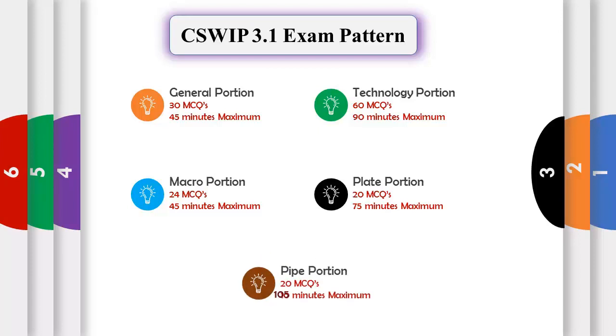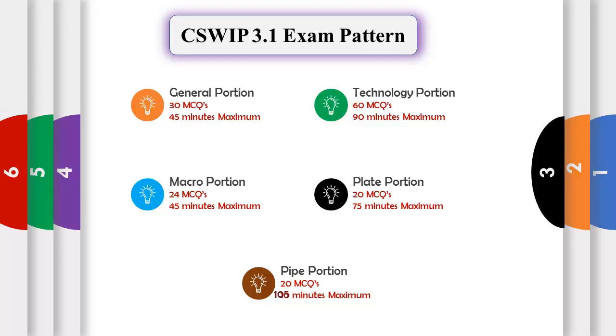The fifth and last paper will consist of different MCQ questions related to defects on pipe. You will measure and find different defects on the pipe and answer your questions. The pipe portion will contain 20 questions also. It is further divided into portions like the plate.